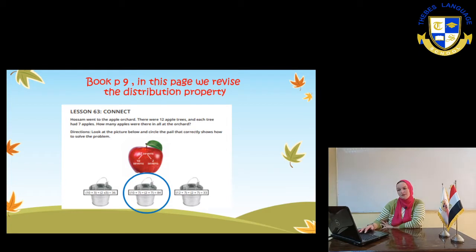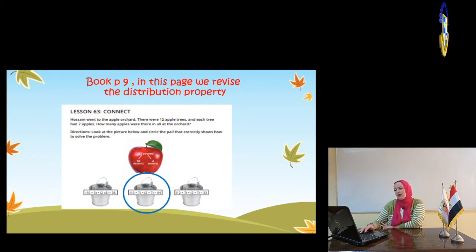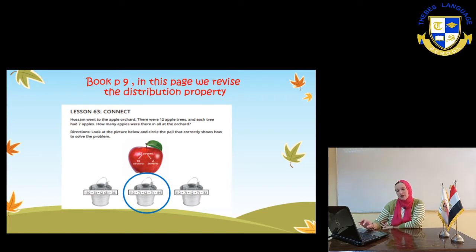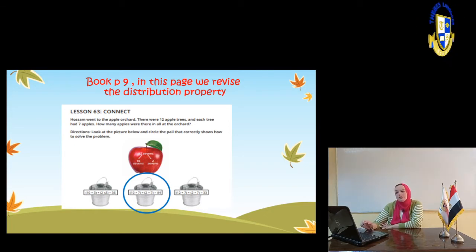Now in the next page, Hussam went to the apple orchard. There were 12 apple trees and each tree had 7 apples. How many apples were there in all at the orchard? Look at the picture below and circle the pail that correctly shows how to solve the problem. Here we have a big apple. Inside it we have 12 sevens and they are split into 10 sevens and 2 sevens.